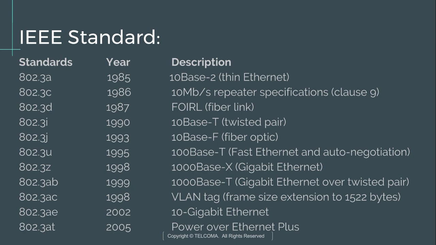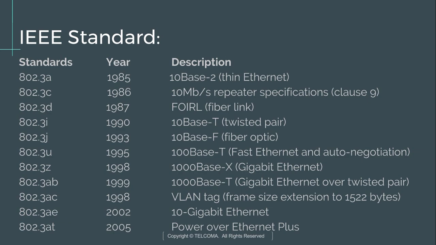And 802.3j, invented in 1993, and it defines 10BaseF fiber optic cables of Ethernet. Next is 802.3u, invented in 1995, and it defined 100BaseT like Fast Ethernet cables in the network. Next is 802.3z, invented in 1998, and it defined 1000BaseX Gigabit Ethernet in the network.